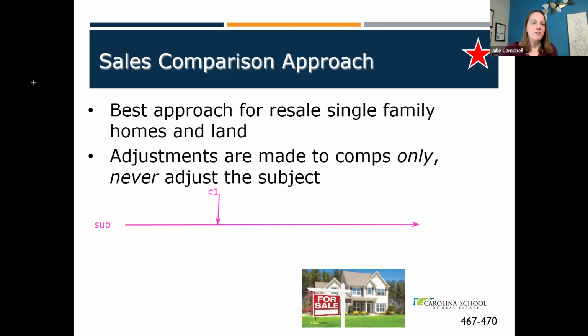Similarly, if we find a comp that has inferior features, maybe it doesn't have as much square feet, maybe it has fewer bathrooms, maybe it doesn't have the features that our subject property does. It's inferior, meaning we need to adjust the comp up. Always adjust the comps to match the subject.